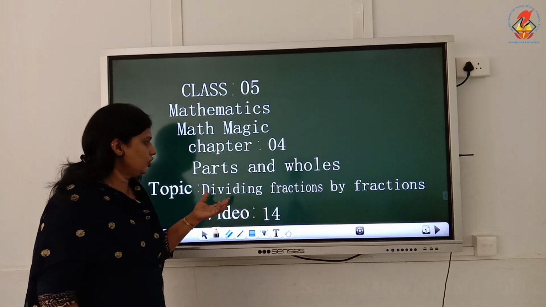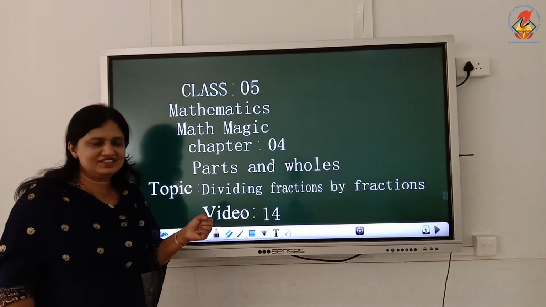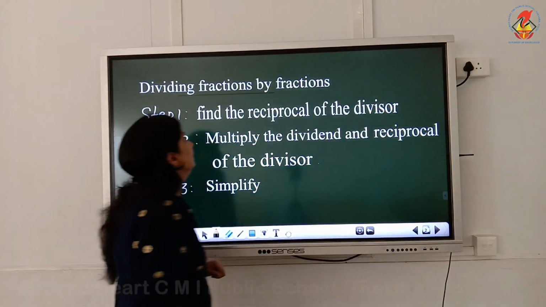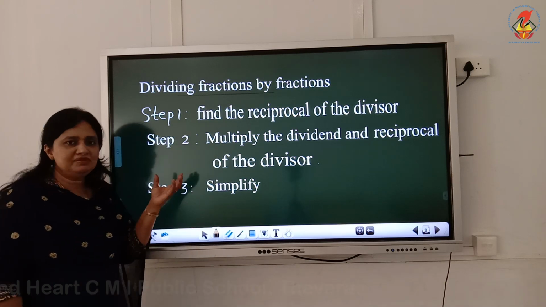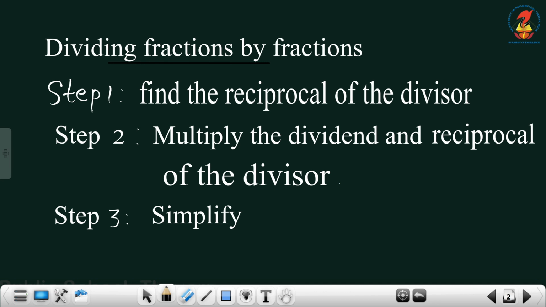I will give you the new topic, that is dividing fractions by fractions. How can you divide a fraction by a fraction? There are some steps we need to follow. Step 1 is find the reciprocal of the divisor. You know what a divisor is, right?